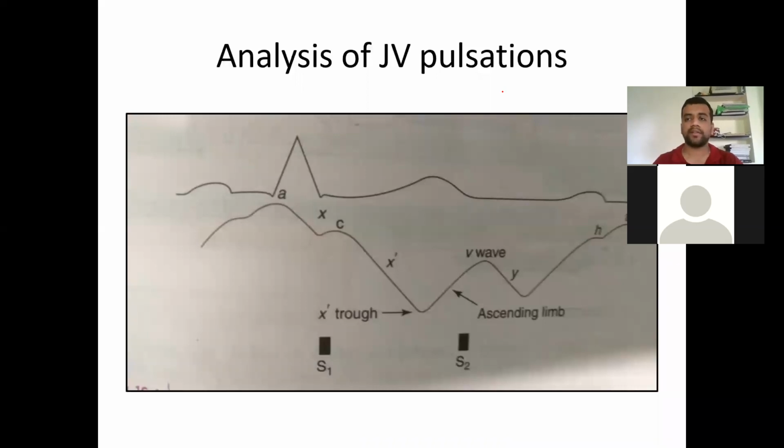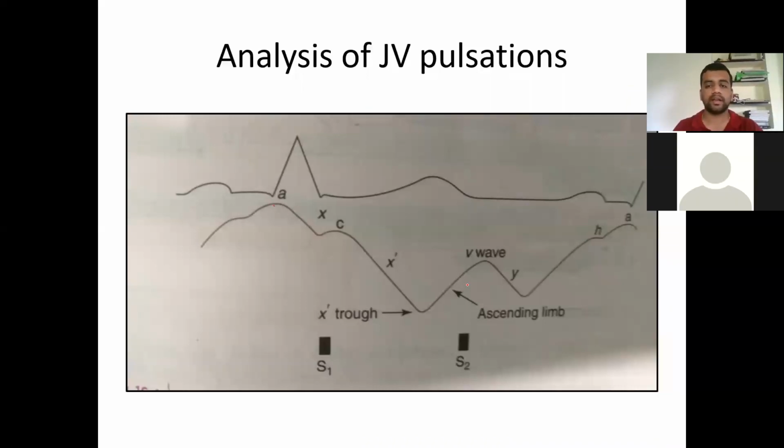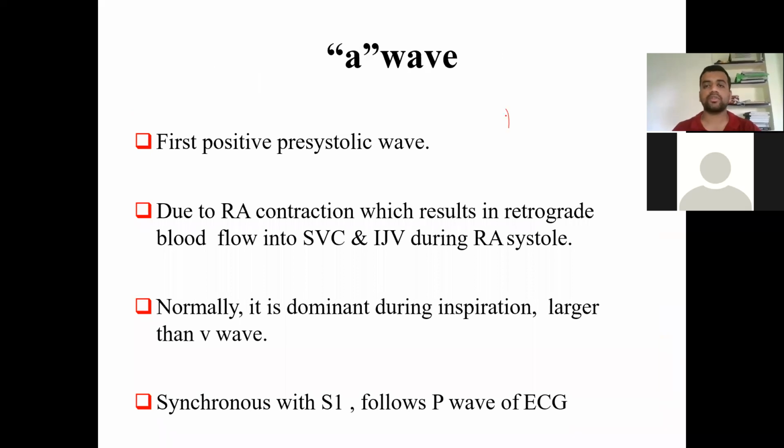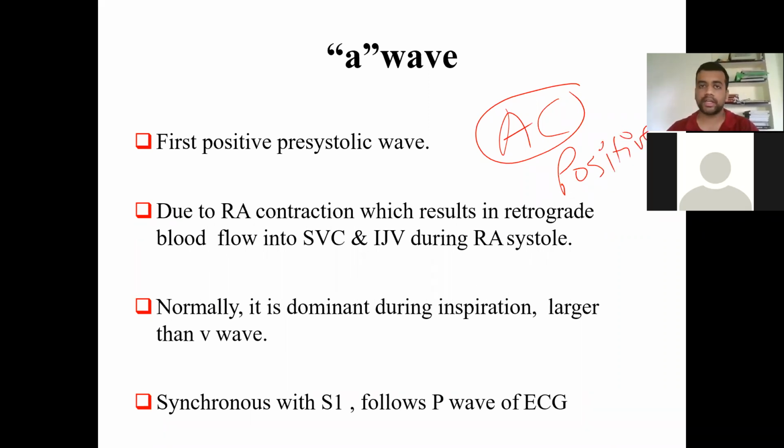Then as I said, we have waves: A, C and V are the three positive waves, and X, X dash and Y are the three negative waves. Together we take it as the X wave. And the H wave is seen in severe bradycardia, preceding the A wave. It is not important for your level; if you want to tell it, otherwise don't utter this. As I said, the A wave is the most prominent wave and it is due to atrial contraction. Most prominent positive wave, biggest positive wave, secondary to atrial contraction.